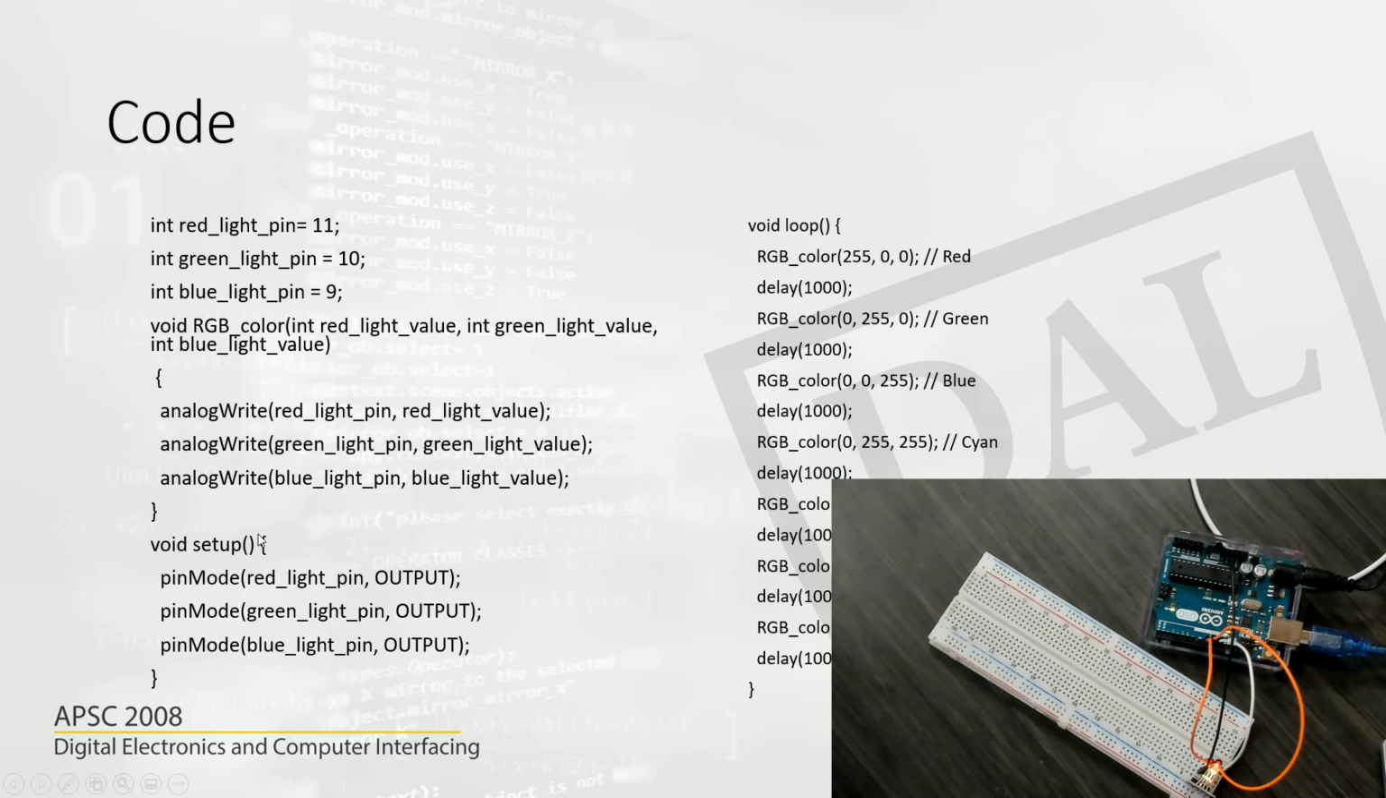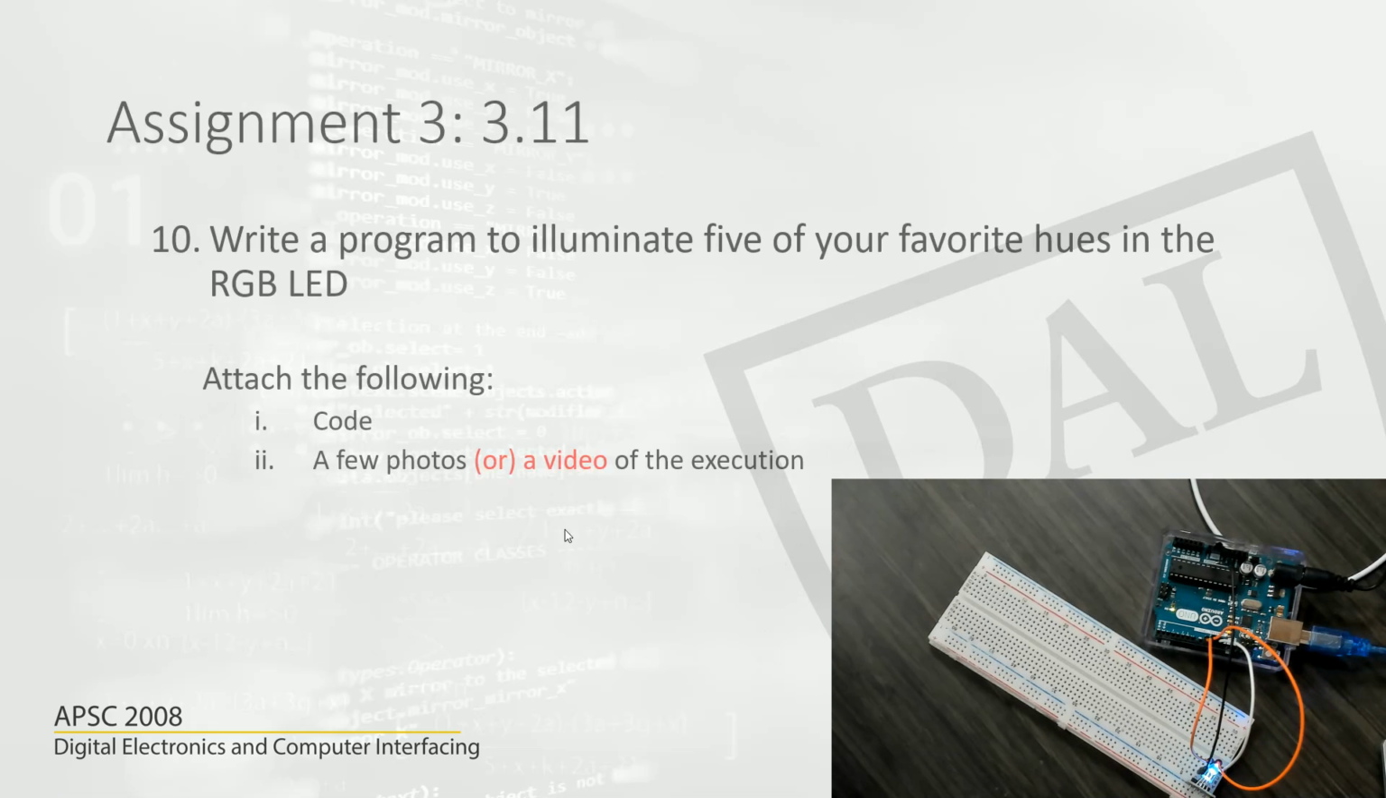The next assignment question for you is going to be to produce 5 favorite hues. There is a difference between color and hue. All hues are colors, but not all colors are hues. So black is not considered a hue, and white is not considered a hue, and any shades of gray are not considered hues. Hues are just the colors you usually see in the color wheel.